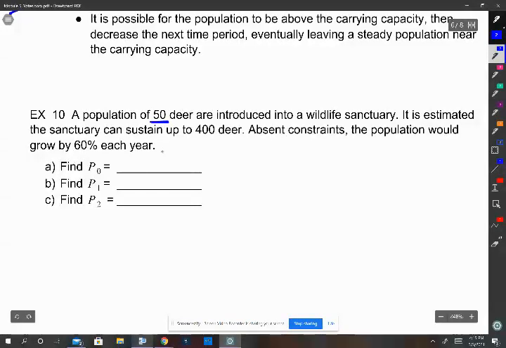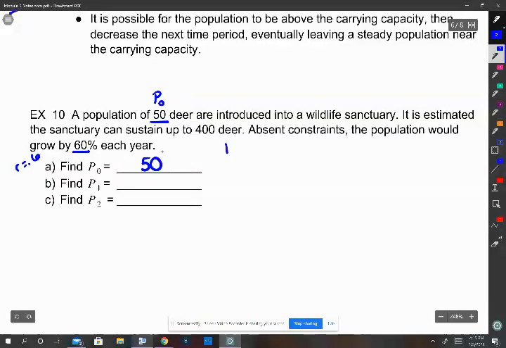the previous one. So in this case, P sub 0 is 50. Your growth rate is 60%, so 0.6. And we're just going to figure it out. When it talks about absent constraints, that means like there wasn't a wildfire that killed a whole bunch of deer that normally wouldn't happen, or there wasn't a really bad snowstorm that kills them off. So absent constraints means like in a perfect world, basically. So P sub 0 is 50.